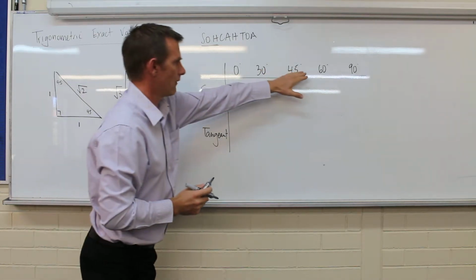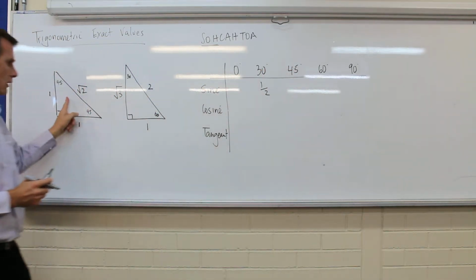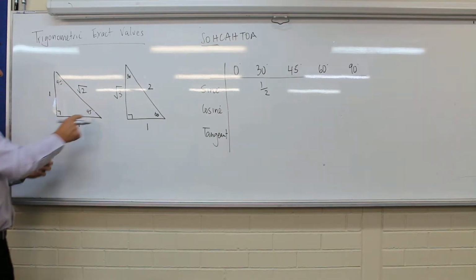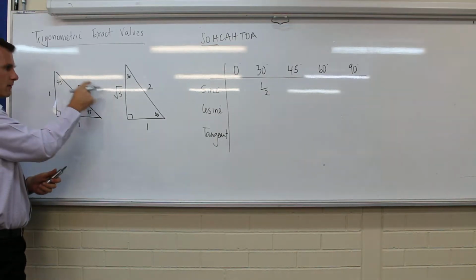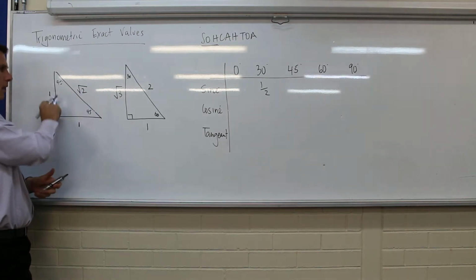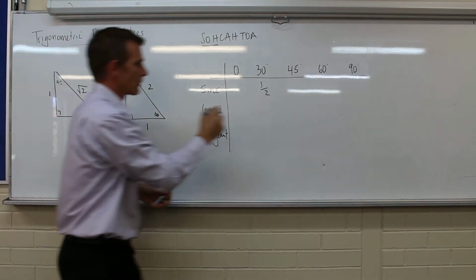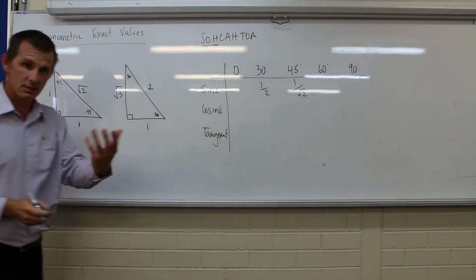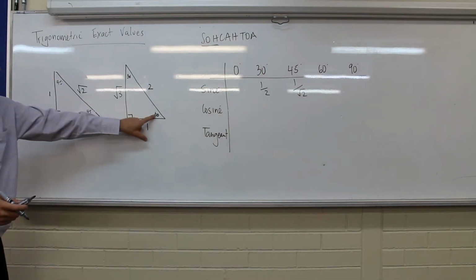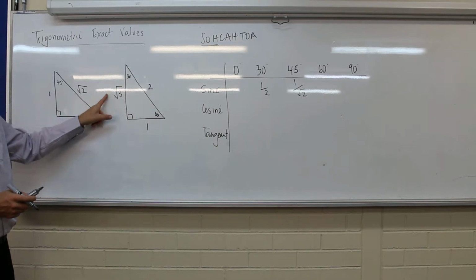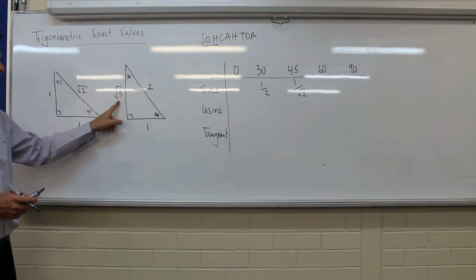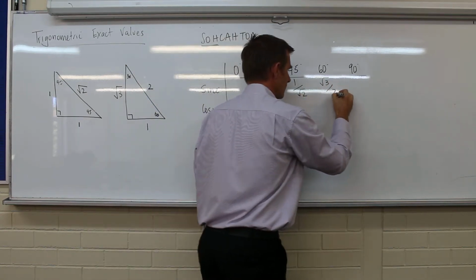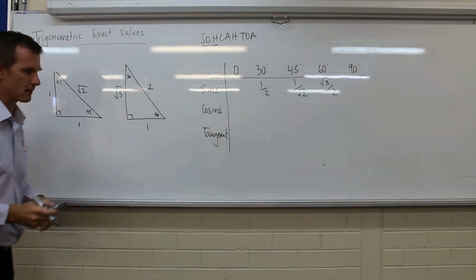If we're going to do 45 degrees, we've got to flip to this other triangle. Here's a 45, doesn't matter which one we use. Sine is opposite over hypotenuse, same thing. 1 over square root of 2 this time. So we've got 1 over square root of 2. 60 degrees, we're back to this triangle down here. Sine is opposite over hypotenuse, square root of 3 over 2.